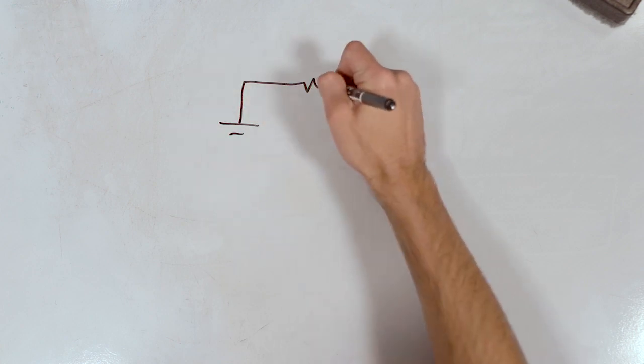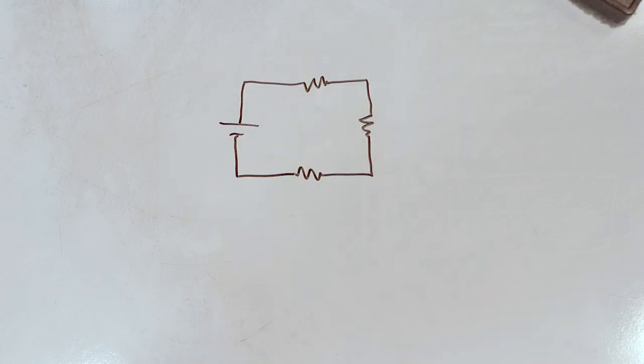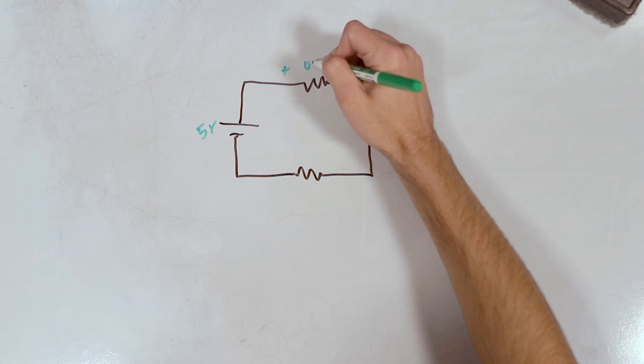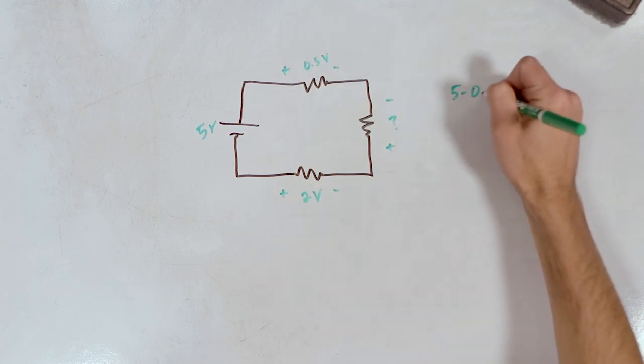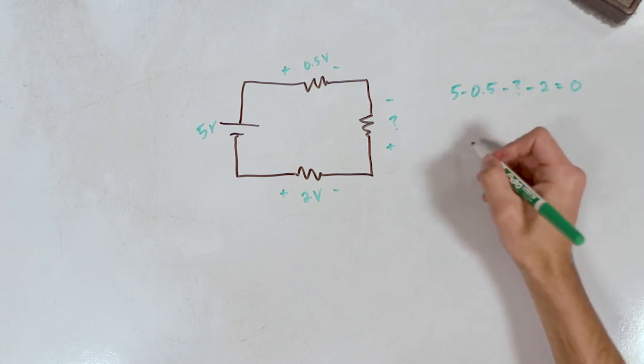Kirchhoff discovered two fundamental rules that apply to all circuits, the voltage law and the current law. The voltage law states that over a closed loop, all the voltage gains and drops sum to zero. For example, if this battery is 5 volts, we know that the top resistor drops 0.5 volts and the bottom resistor drops 2 volts, then we know that the last resistor must drop 2.5 volts to sum to zero.